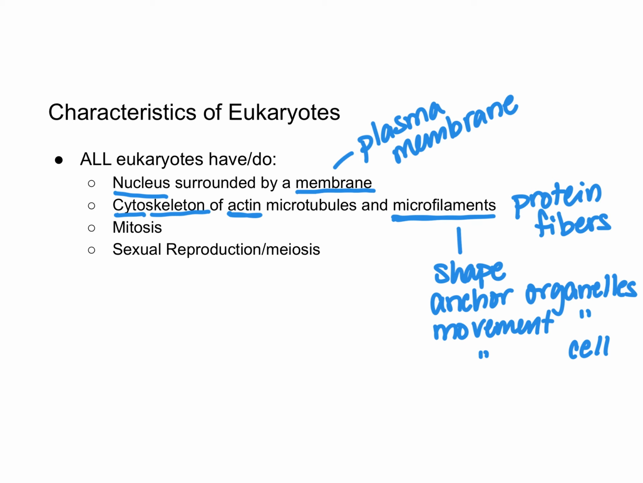Eukaryotes also reproduce asexually through mitosis. And this is essentially how a cell makes another identical cell of itself. It's similar to binary fission in prokaryotes, but because the nuclear membrane is involved, that makes it different. So there's more that has to happen with regards to the nuclear membrane breaking down and then being built back up again. Eukaryotes also undergo sexual reproduction through the process of meiosis.